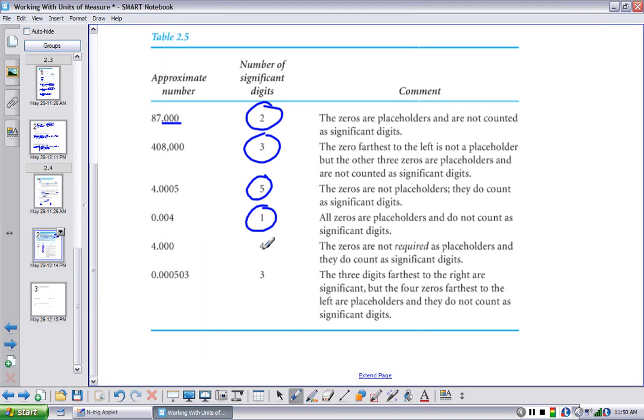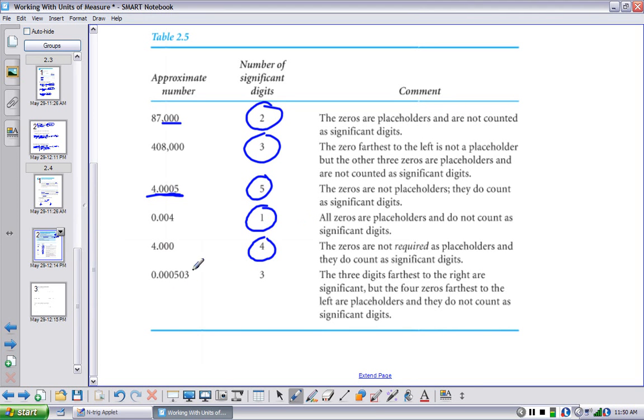4.000. It says 4, so I have to recant what I said here. I said this only had 1, but it has 4 significant digits. I said if the 5 had been gone, it would only have 1, but it has 4. And mainly it says that the zeros are not required as placeholders and they do not count as significant digits. So I guess essentially it's saying you could write 4, but for some reason they wrote 4.000 as a significant point.